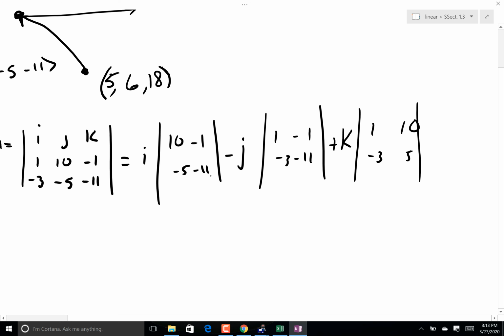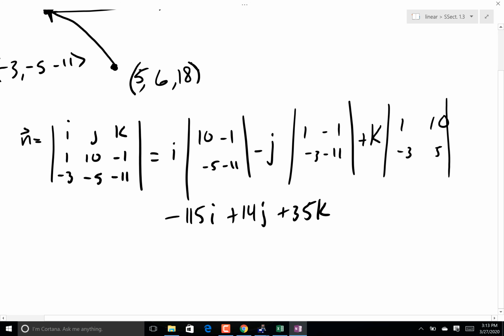I never could. -110 minus 5, -115, I think. It's -11 minus 3, -14, plus 14 then. And then that's 5 plus 30, plus 35. Okay. Again, I know I'm right if this comes out to be 0 when I take the dot product with either of these two guys. I'm going to use this one just because I think it's easier.